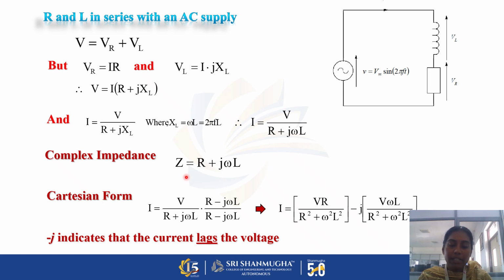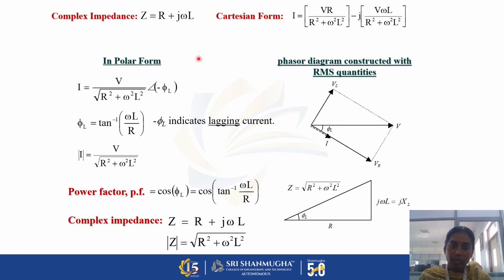Then the impedance Z is equal to R plus j omega L. In polar form, I is equal to V divided by square root of R square plus omega square L square, and the angle is minus phi, because in an inductor the current is lagging. So that is the notation. Minus phi indicates the lagging current.